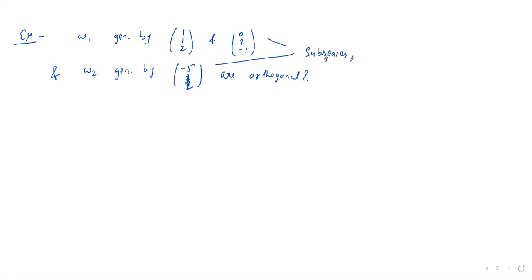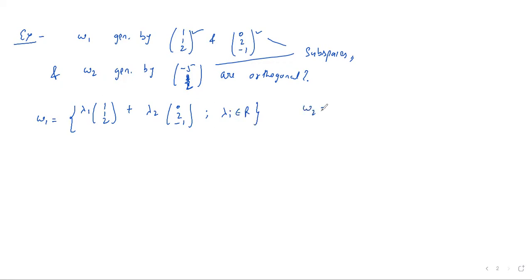Remember that these are my subspaces, and these vectors are generating the subspaces. So every vector in these subspaces can be written as a linear combination of these vectors, because they are the generating set here, right? For the W1 subspace, every vector in W1 can be written as a linear combination of these two vectors. So it would be lambda 1 times (1, 1, 2) plus lambda 2 times (0, 2, minus 1), where both lambda i belong to R.